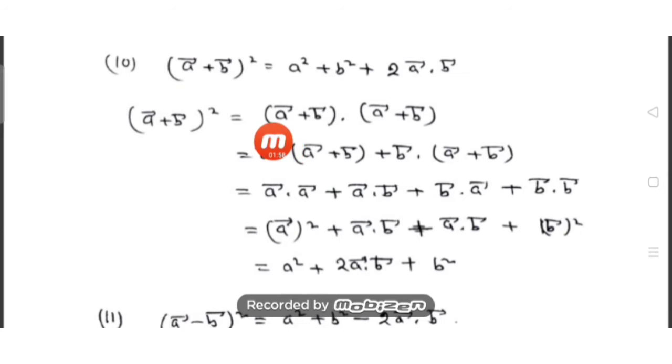That means we'll get a bar dot (a bar plus b bar) plus b bar dot (a bar plus b bar). I have used the right distributive law. After that I'm going to again apply the distributive law, that is a bar dot a bar plus a bar dot b bar. Similarly b bar dot a bar, plus b bar dot b bar. And as we know, a bar dot a bar is equal to what? Last class we got this property, which can be written as a bar square. A bar dot b bar, as we require it, I just keep as it is.